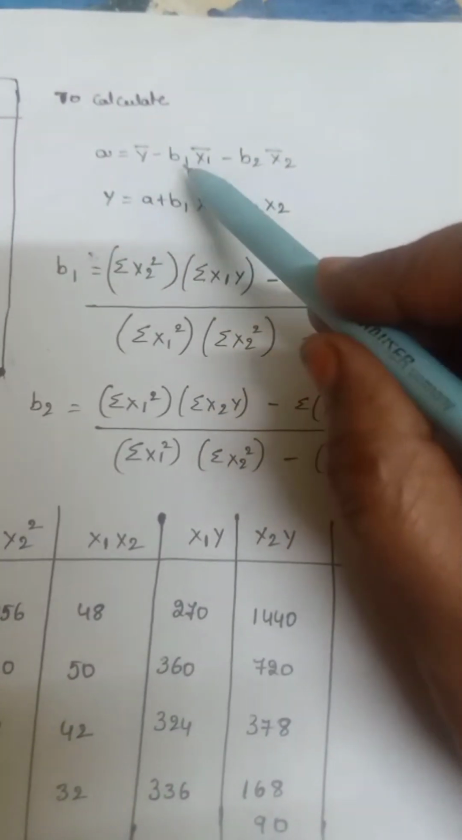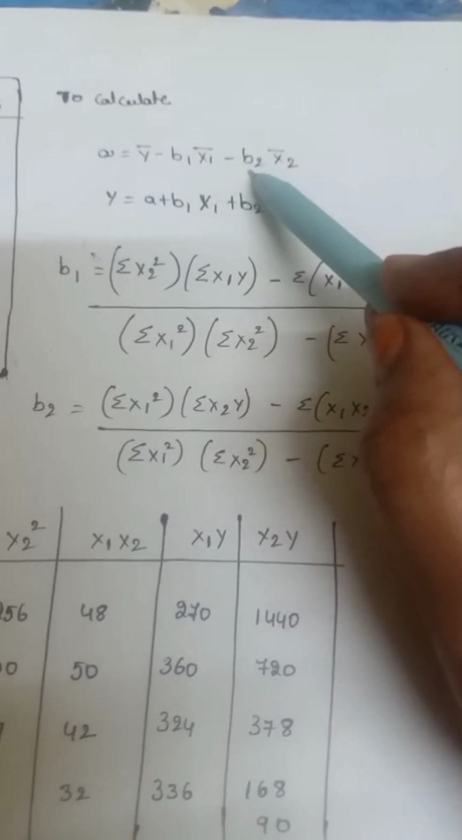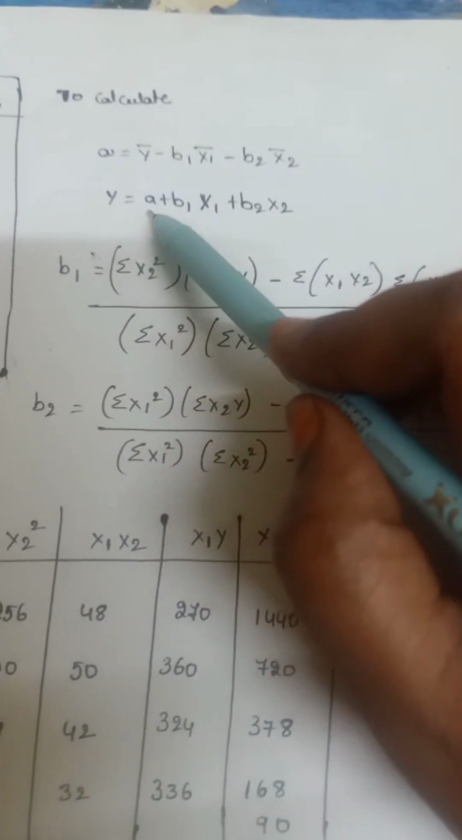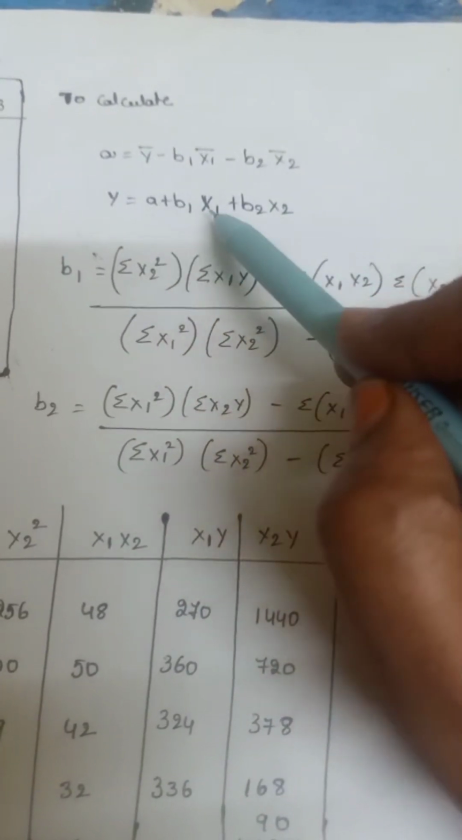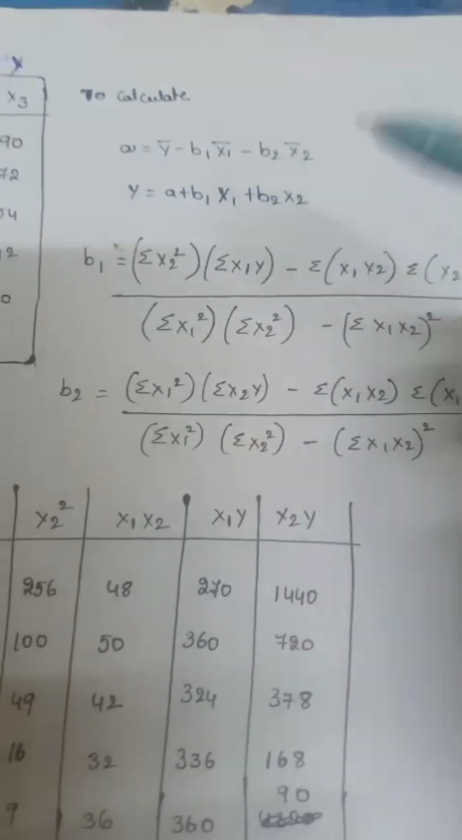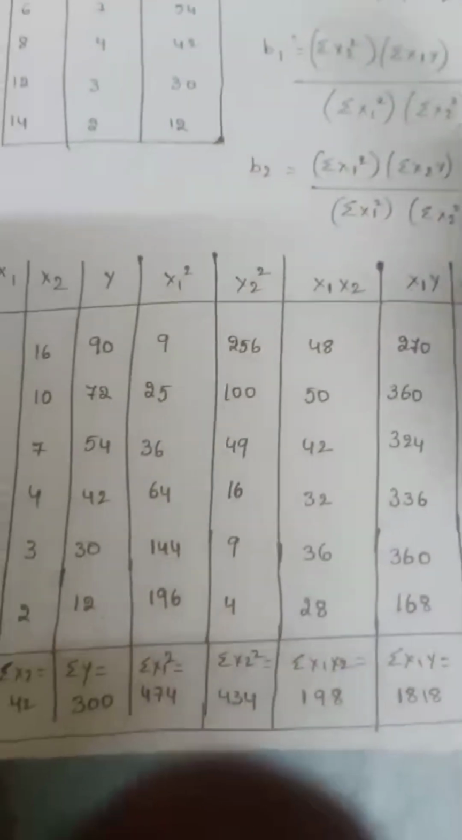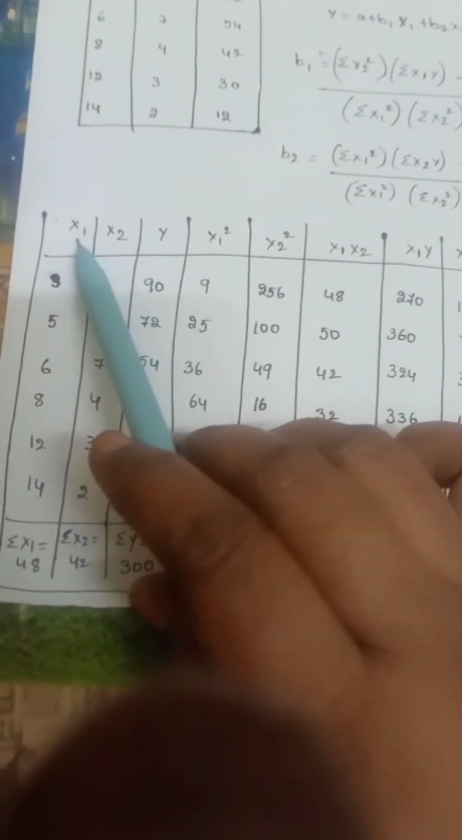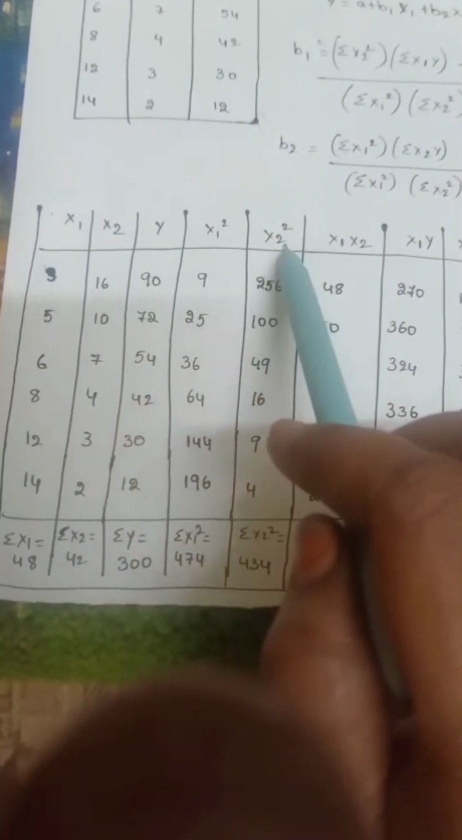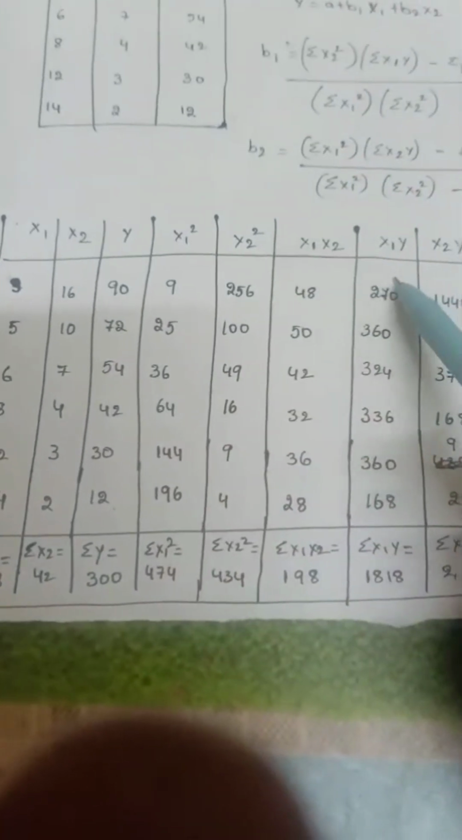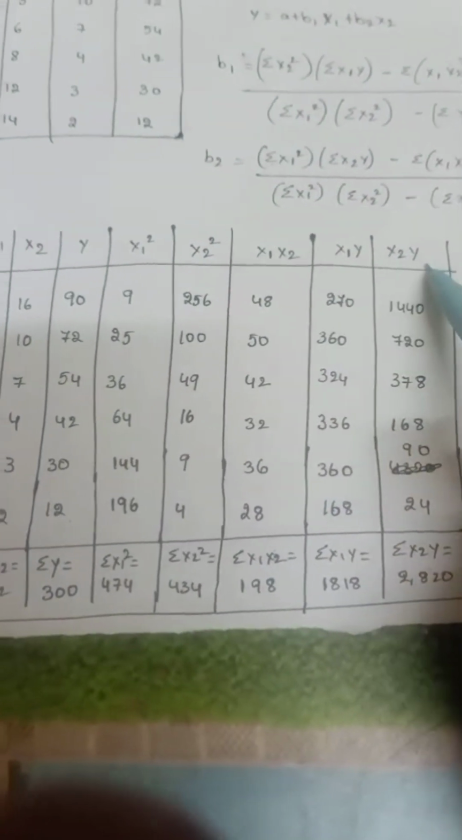A is equal to y bar minus b1 x1 minus b2 x2. Y is equal to a plus b1 x1 plus b2 x2. So to calculate the b1 and b2 values, we have to make the table like this: x1, x2, y, x1 square, x2 square, x1 x2, x1 into y, x2 into y.